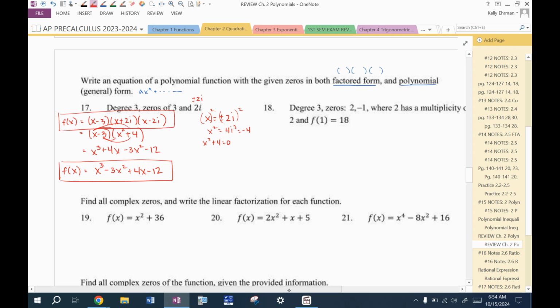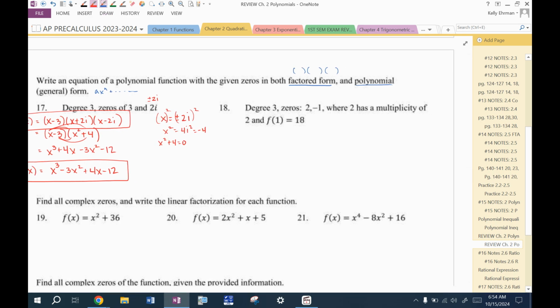Okay, the second one is harder because we're given a point that we have to satisfy, so degree 3. Zeros are 2 and negative 1, where 2 has a multiplicity of 2, so that's kind of nice that we don't have any imaginaries. And then f of 1 equals 18. Remember, this is something that means you have to figure out an a value that's out in front of your factored form. Okay, so let's begin with the zeros that we're given. So we don't know this a value.